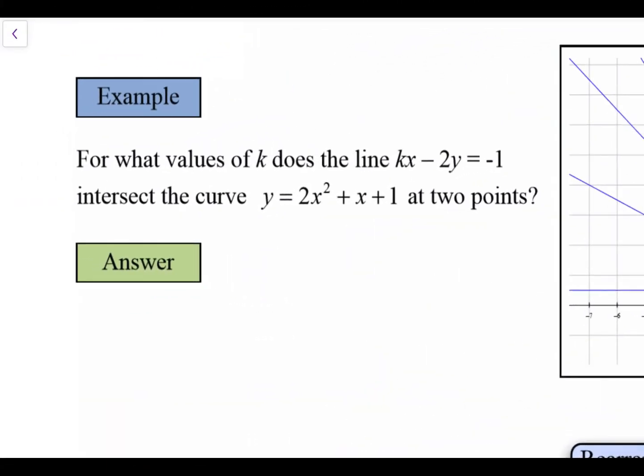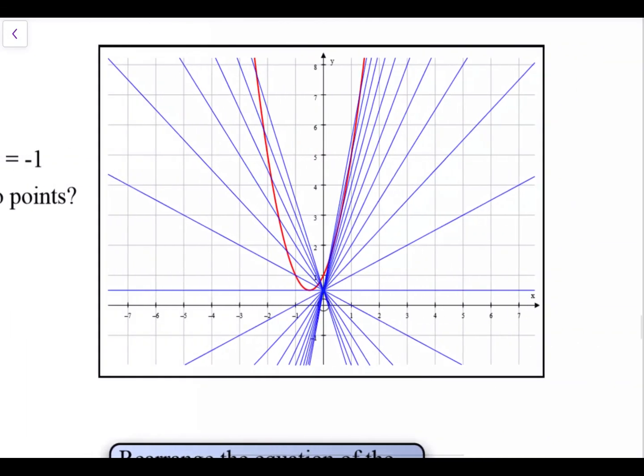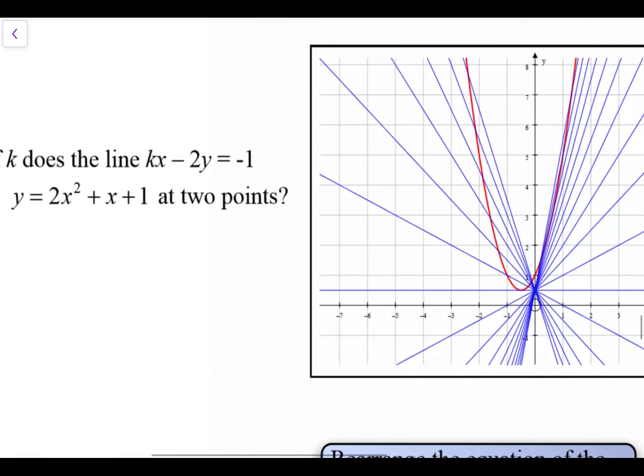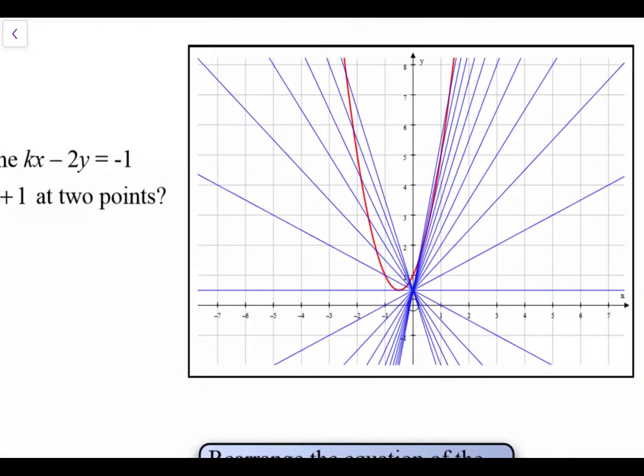Last example here, for what values of k does that line intersect that curve at 2 points? So straight away, a curve and a line intersecting at 2 points means the discriminant is greater than 0. So we use a similar idea, just to give you an idea of the graph here. The red line is the quadratic, and that is when I change the value of k in this line. It's going to change the gradient of the line. The y-intercept is always the same, but you can see all the variations of the line here.